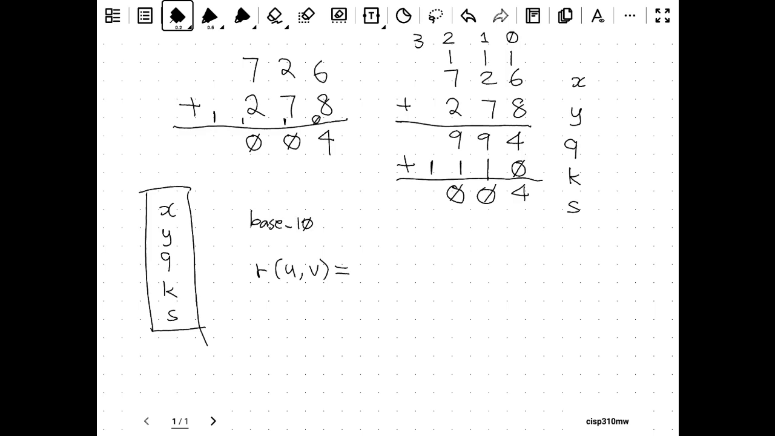In this case, U can only go from 0 to 9 because it is a single digit in base 10. And V is the same way. It can only go from 0 to 9 because it's also a single digit in base 10. So how do I compute the single digit sum of U and V in base 10 in this case? It helps to go through a few examples. We'll do the easy ones first. R of 2 and 3 is just 5, not a problem, because 5 is less than 10, so the sum of 2 and 3 is the actual single digit sum.